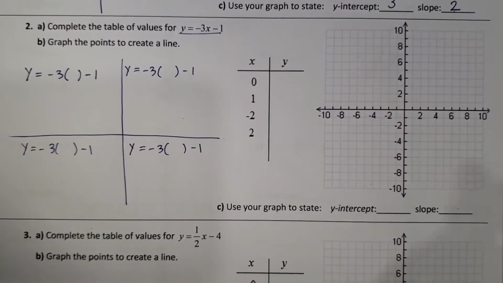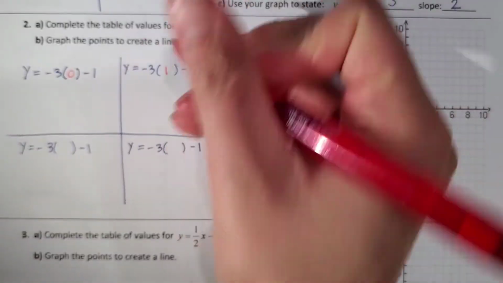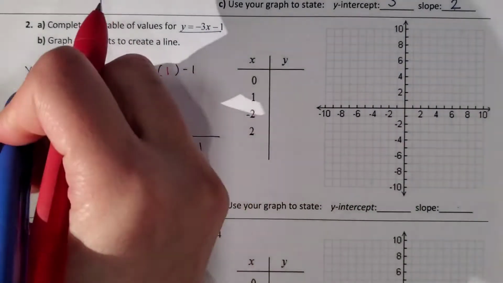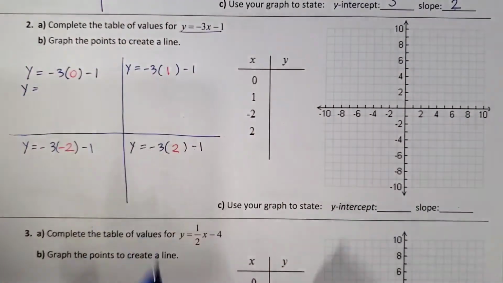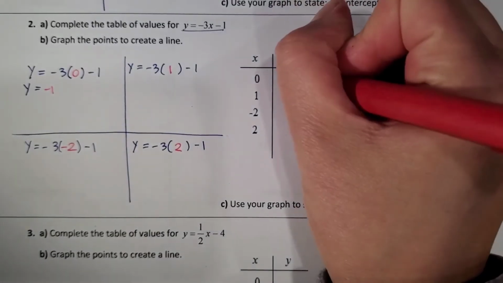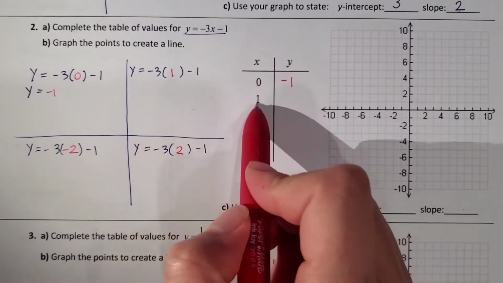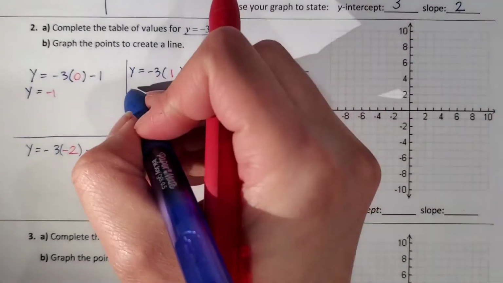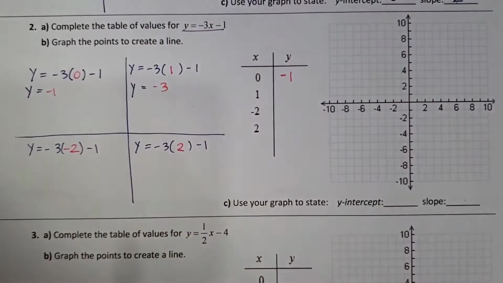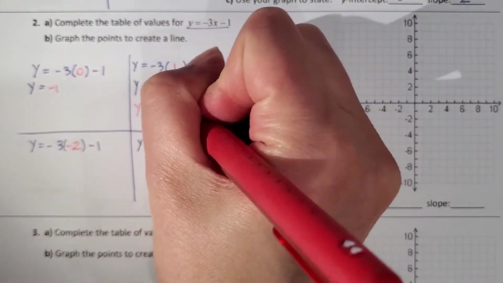Okay, and my x values are 0, 1, negative 2, and 2. So here y is equal to negative 3 times 0, which is 0, and we're just left with negative 1. So that's going to be negative 1 there. For when x is equal to 1, we have y is equal to negative 3 minus 1. So that equals negative 4.